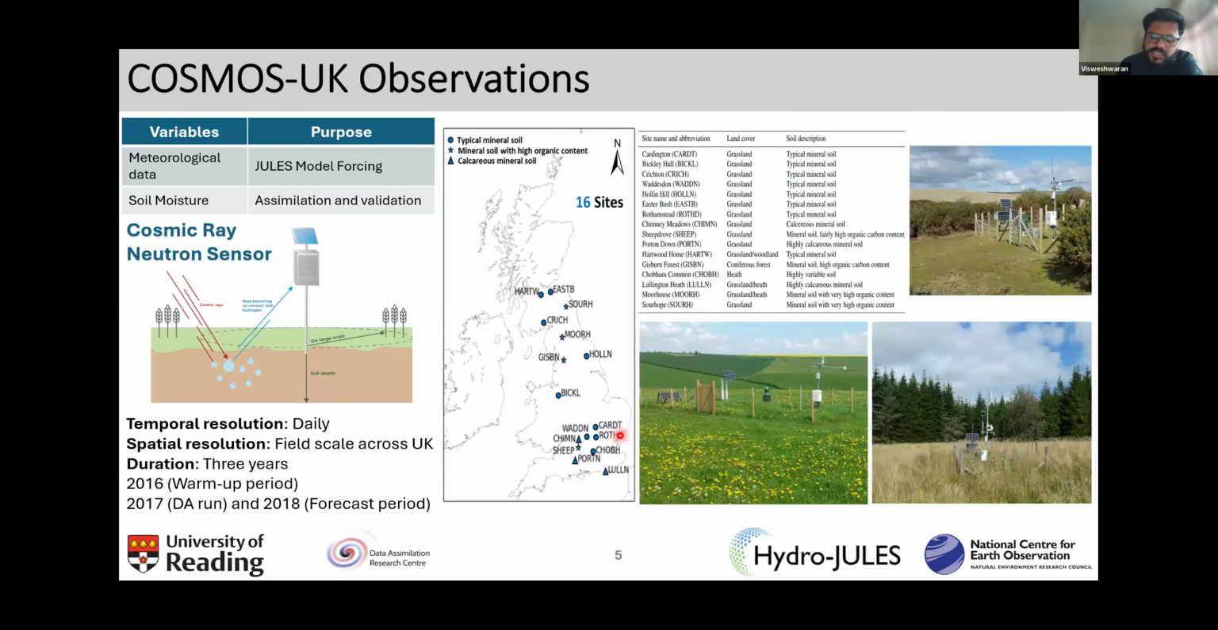We have chosen 16 locations across the UK, chosen considering the diverse nature of their soil characteristics and land cover characteristics. Some of these sites have high organic content and a few are calcareous in nature, to see how JULES and the data assimilation perform across these sites.